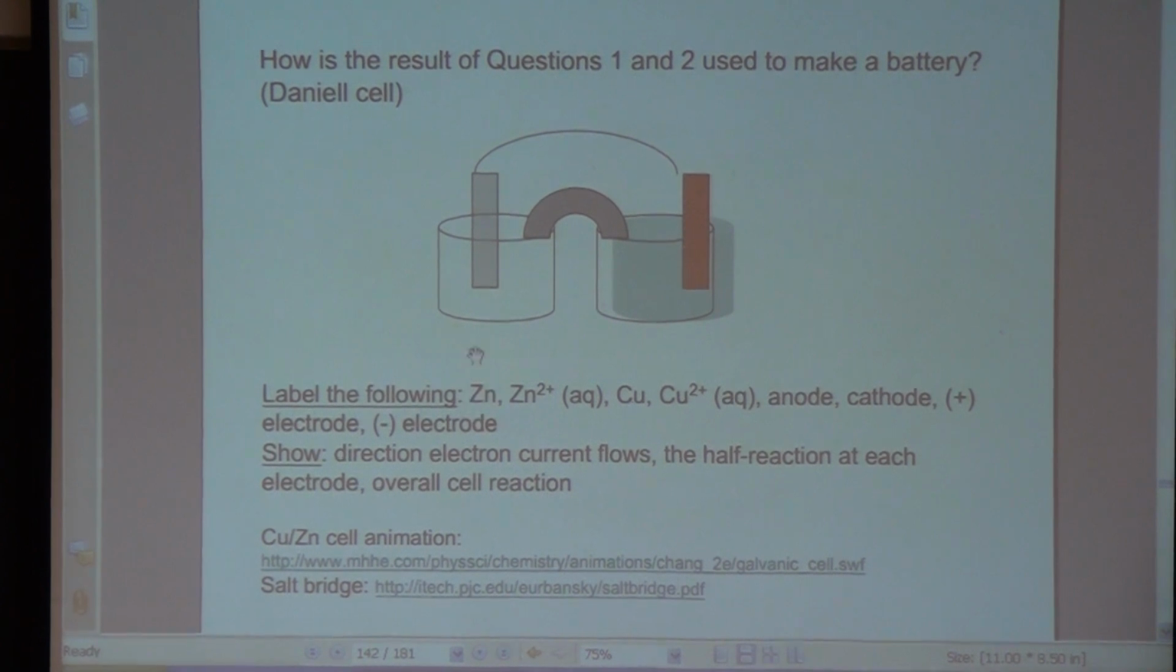So let's see, we already labeled the zinc and the zinc ion. This is your copper and copper ion. Which one is the anode? Which one is the cathode? Which one is the positive electrode? Which one is the negative electrode? In which direction does the electron current flow? What is the half reaction of each electrode? And what's the overall cell reaction going to be? Okay, so I'll let you fill in those things on this diagram.